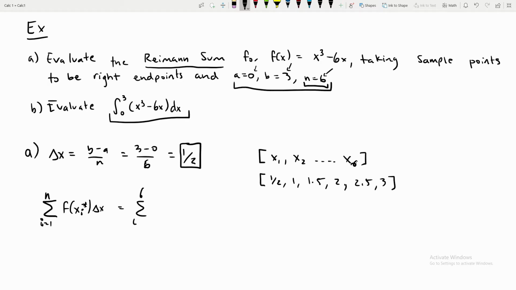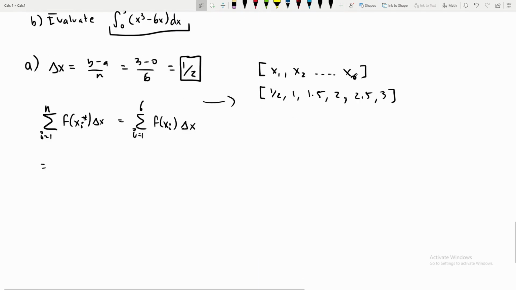N is going to be 6 because that's what they told us in the question, and over here we are going to have f of xi delta x, and we can get rid of this sample stuff because we know what the points are going to be now. They're going to be in this array of values. So now I'm just going to write out this Riemann sum in total. I'm not going to evaluate it as a sigma thing, just so everyone can see what's going on.